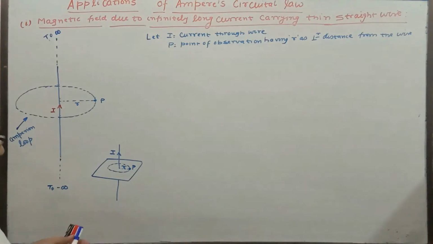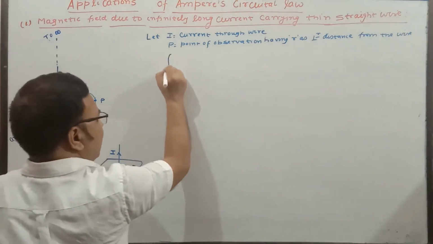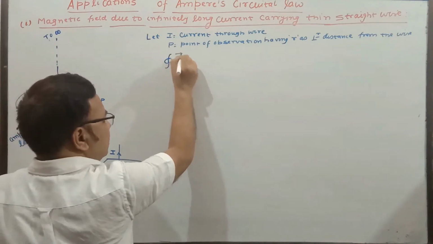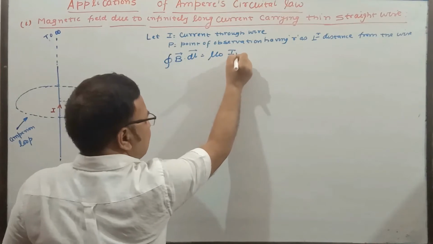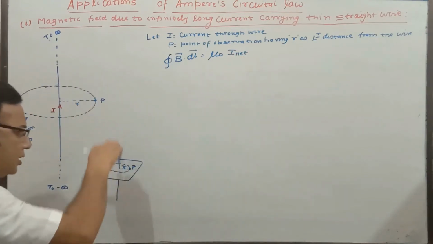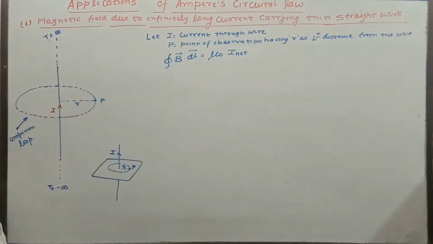Now in this case, we have to apply Ampere's circuital law. We know Ampere's circuital law is the integral of B dot dl equal to mu naught times the net current threading, or passing through, the loop. Here what is the net current? In this direction it is I, or here you can say this is I. These two are the same thing, no difference at all. I have just drawn it to see it in a different way.